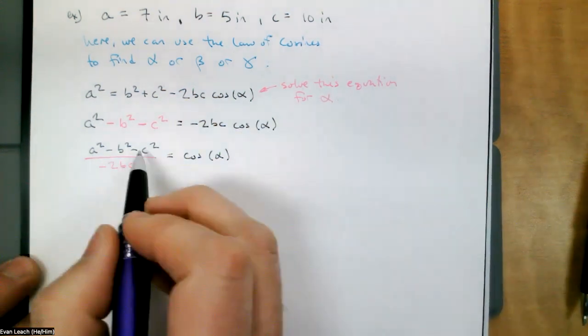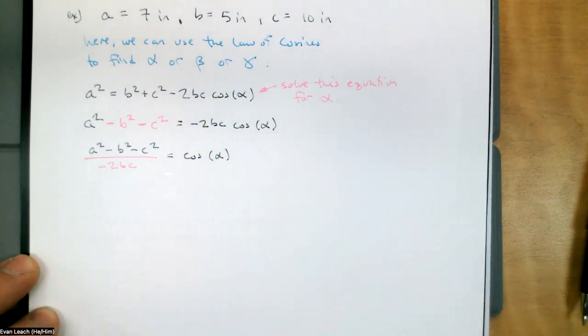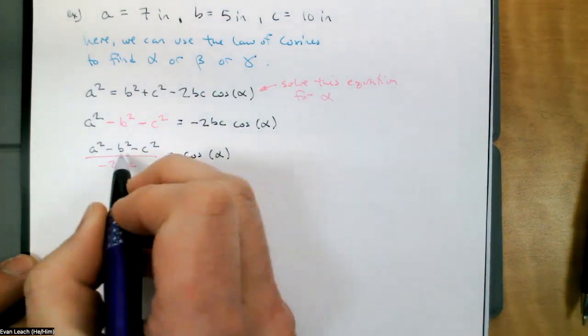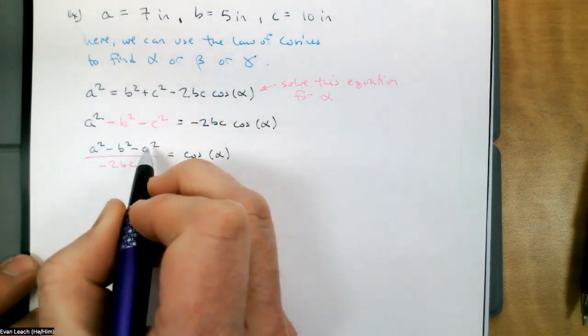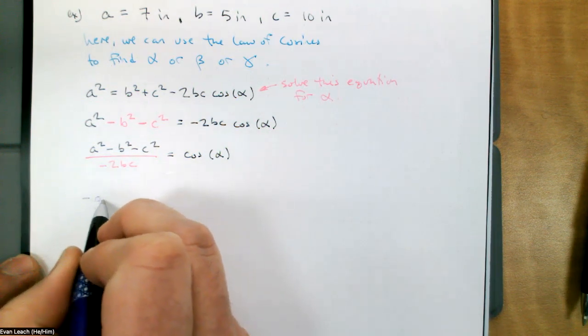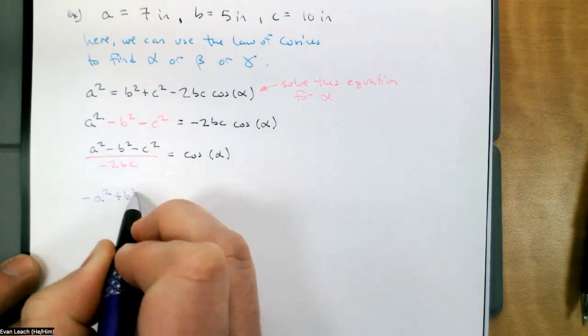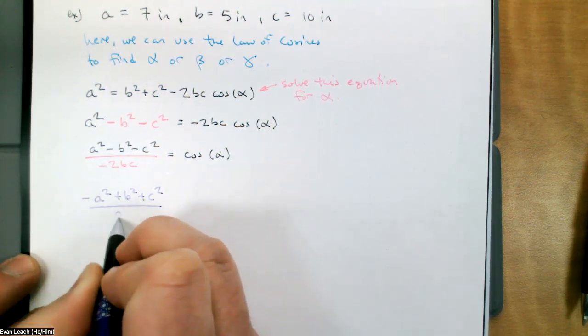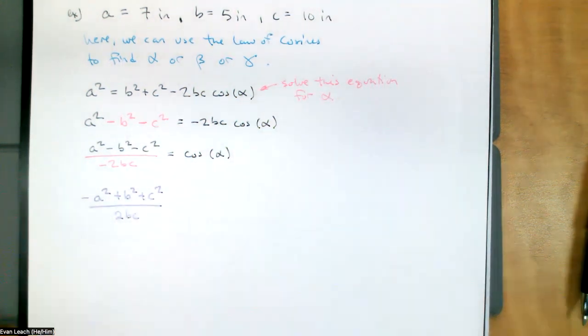And so you might see this expressed differently. What I'm going to do is change all the signs just for prettiness's sake. I'm going to make the b squared and the c squared positive, the a squared negative. Change all the signs. Everybody see what I did there? I just changed all the signs. And then I don't like leading with a negative, so we put the negative at the end.